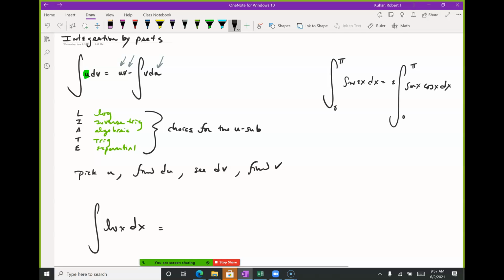What's my first choice for u? Well, my LIATE list says log. Do you have a log function here? ln of x, right? That's that easy. Look for those things in order. Okay. What's du?